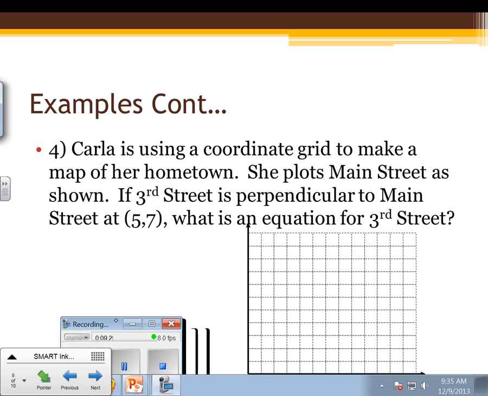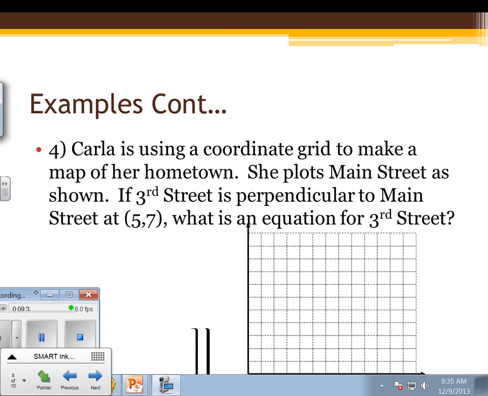Here we have a problem that we will be graphing. Carla's using a coordinate grid to make a map of her hometown. She plots Main Street. I'm going to do some labeling here. We're going to say this is 0, and then go up 2, 4, 6, 8, 10. And on the bottom, we're going to go by the same value, 2, 4, 6, 8, 10. Each square is 1 point. I'm going to graph Main Street.